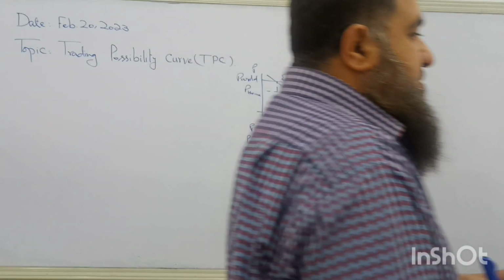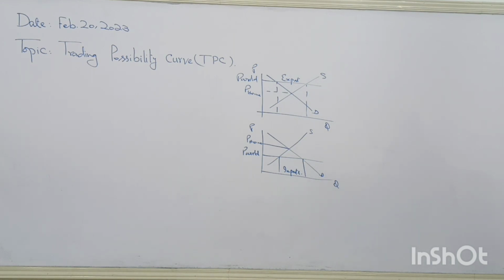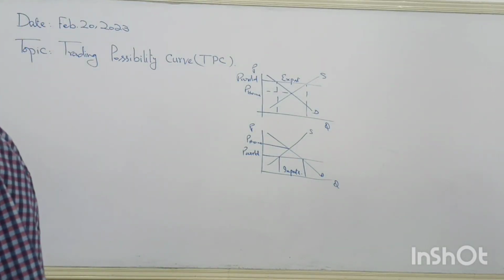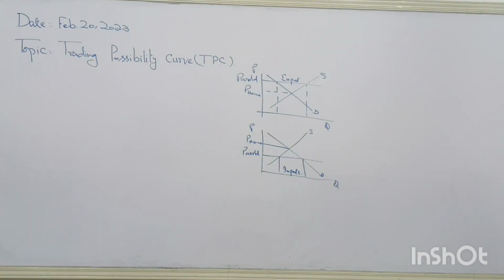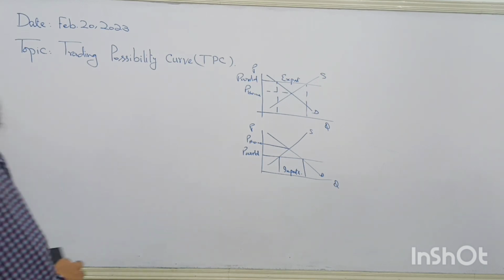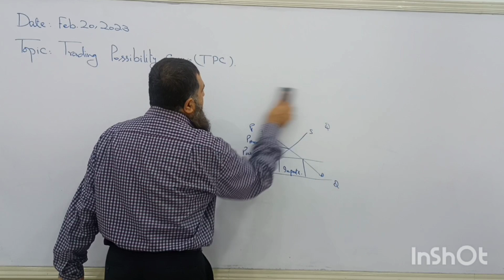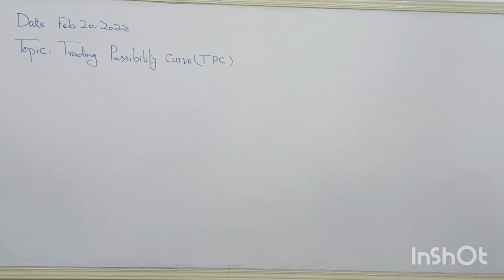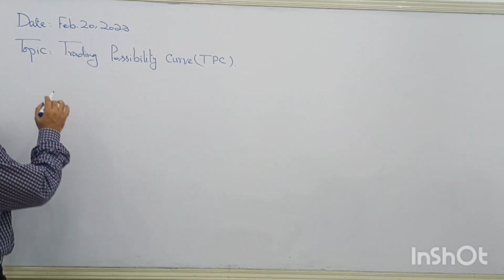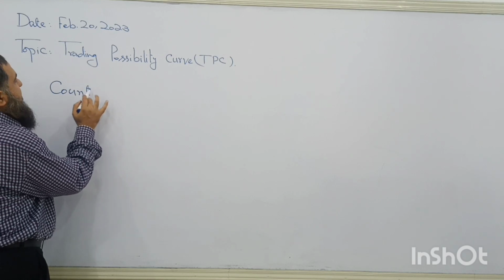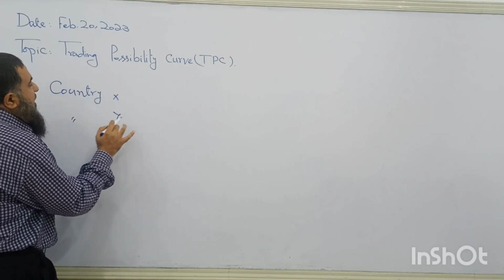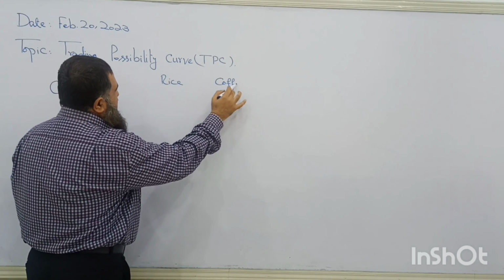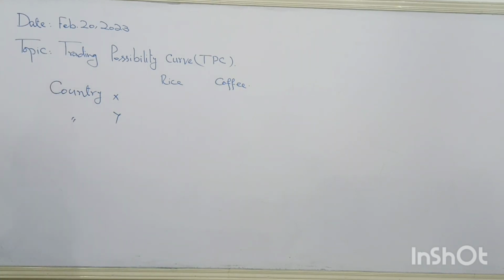Now by using the comparative advantage theory, we want to see what the trading possibilities are for countries according to their opportunity cost ratios. This is what we are going to find out in today's topic. So how can we find these things? I am going to recall your concepts about comparative advantage. We used two countries, country X and country Y, and we were producing rice and coffee.